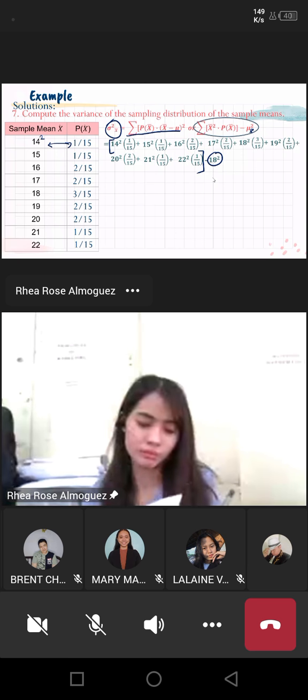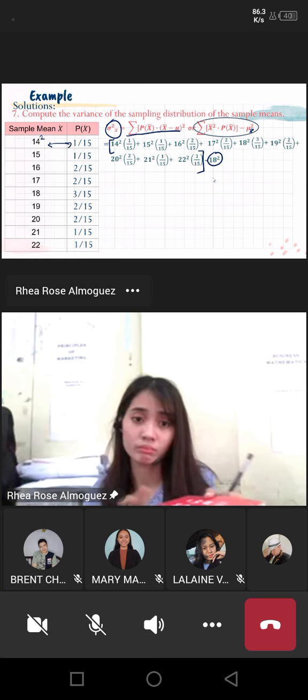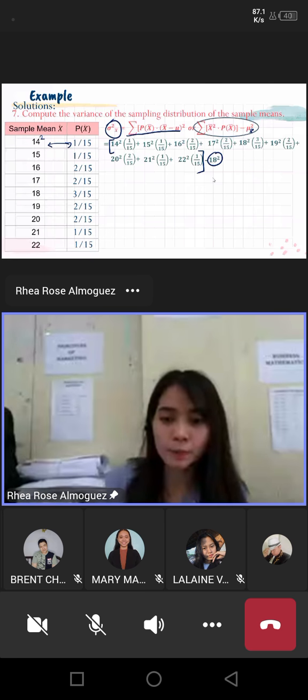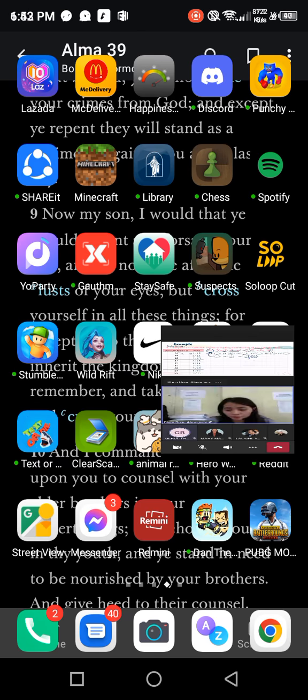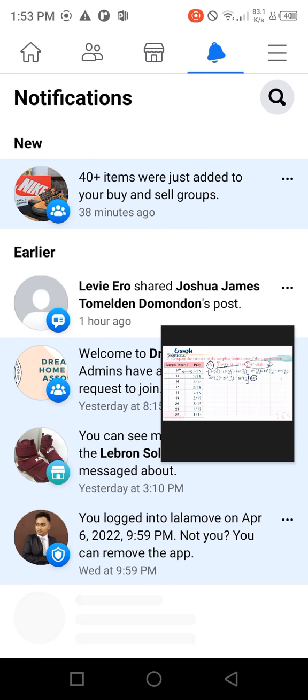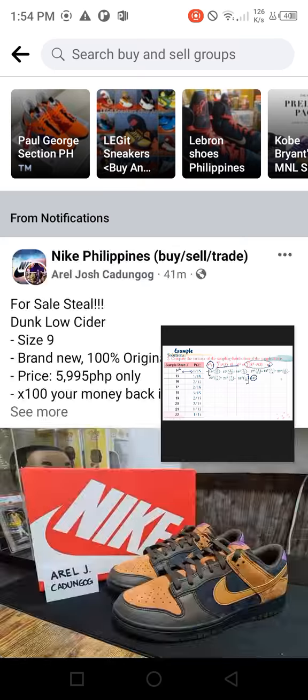Ito 4.67. Nga po, pa-double check nga po. Paki-perform lang po itong operation natin dito. From here, sa 14 squared, hanggang dito sa 22 squared times 1 over 15. Please calculate po, bago bumitaw ang ating connection kanina po.